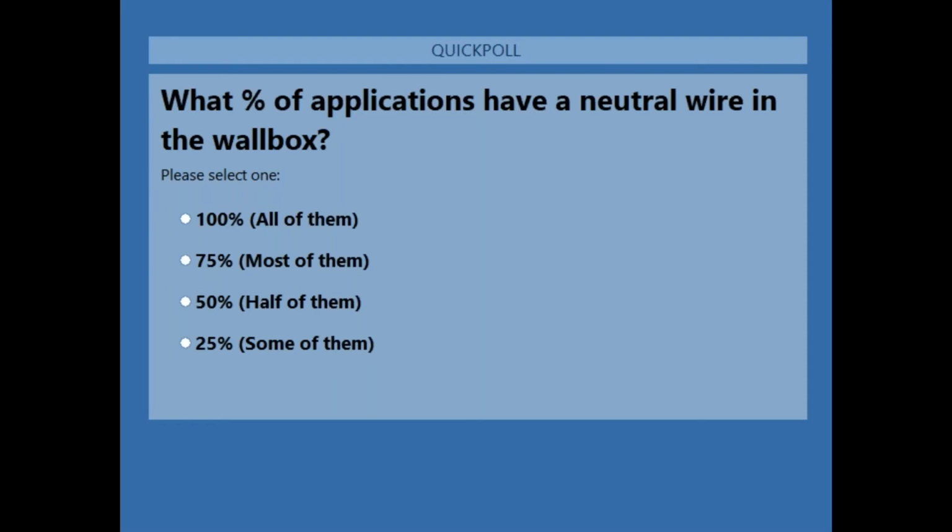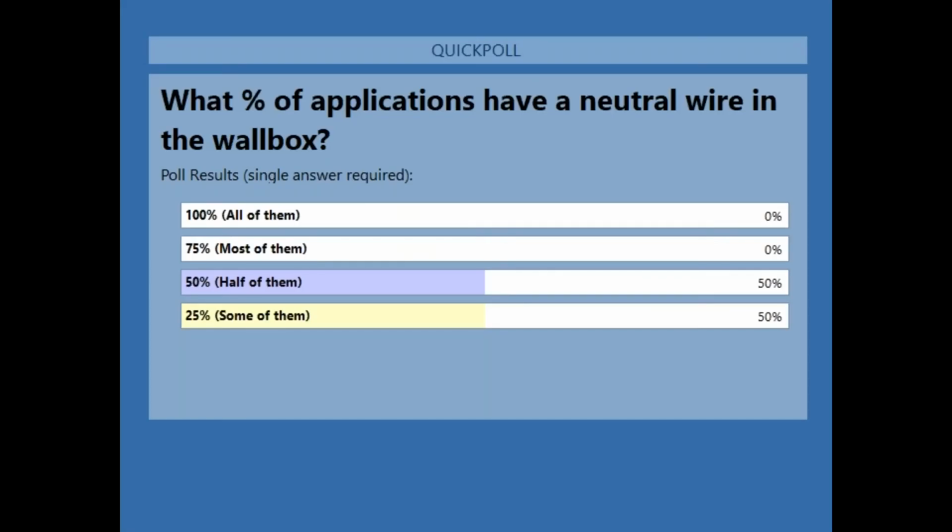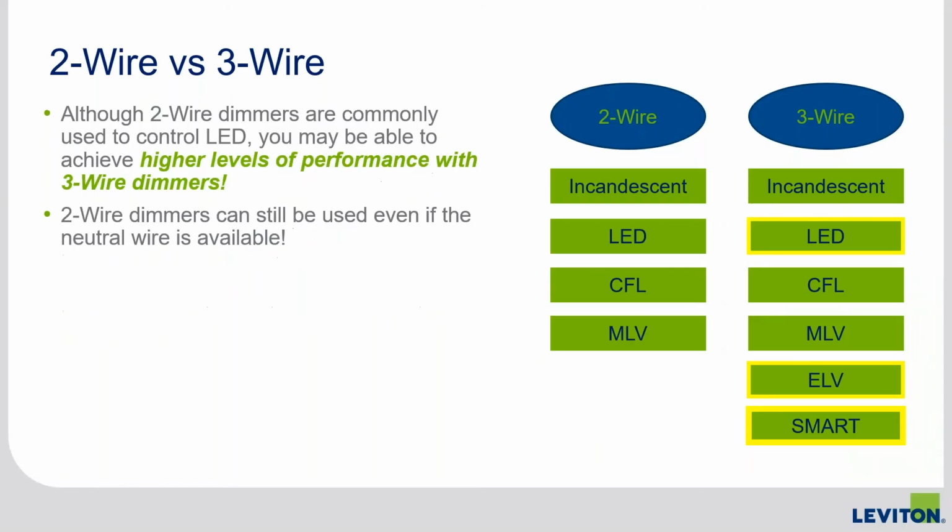All right, so I'm going to share with you, and it looks like, Kyle, about half of applications that our audience has come across have that neutral wire in the wall box. So, well, that's cool. Great. It makes it much easier for our customers to use the right types of products for the right applications. That's great. Yep, absolutely.